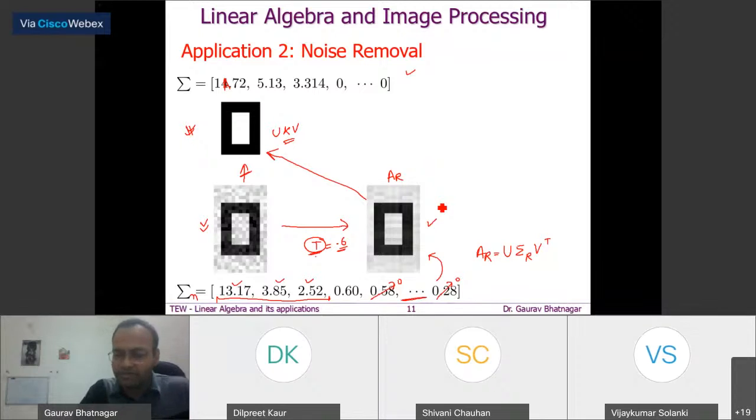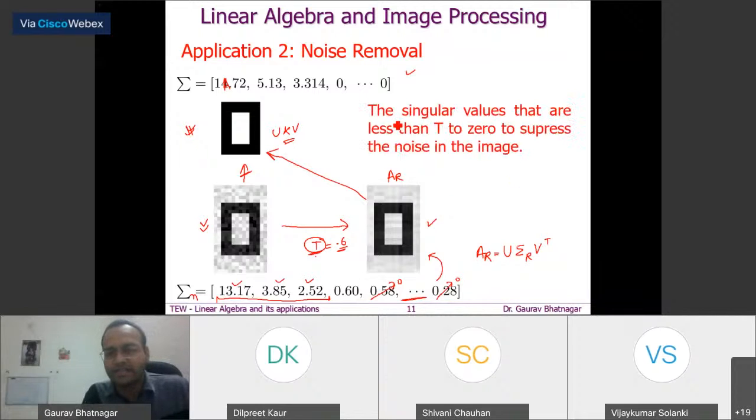However, SVD can be used. The underlying idea says that the singular values that are less than a given threshold T are replaced by 0 to suppress the noise in the image. So basically, it is not noise removal, but noise suppression. You are just going to reduce the effect of the noise in the matrix.